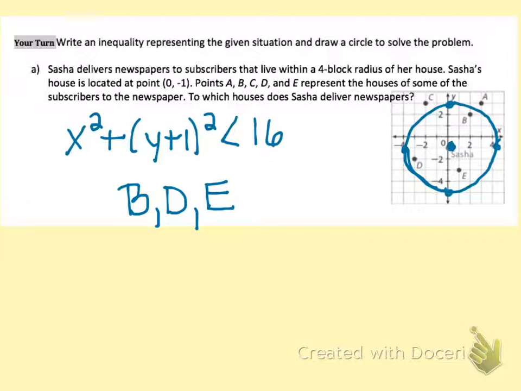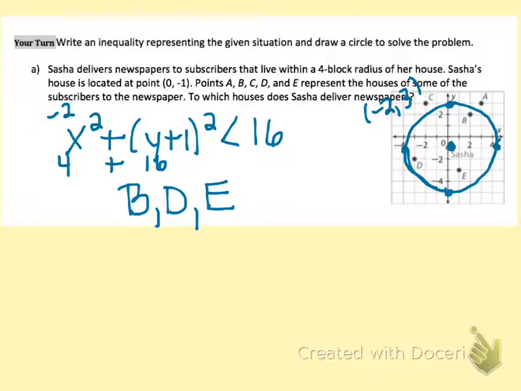So I think I'll test out C just to be safe. So let's see. C is at -2, 3. Let's test it out. So plug -2 in for x and square that. That makes 4. Plug 3 in. So that's 3 plus 1 is 4. 4 squared is 16. So that's 20, which is definitely not less than 16. So yeah, C's out.